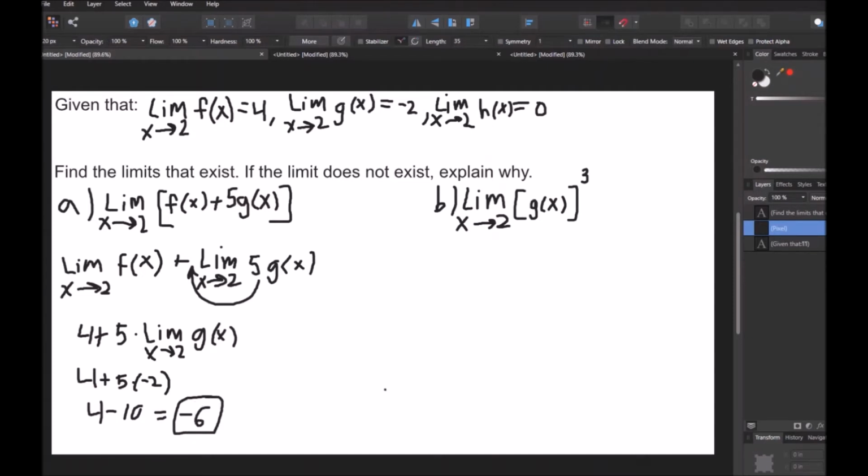Then in part B, we're asked to find the limit as x approaches 2 of g of x cubed. Remember from your exponent property that when you raise a function and try to take the limit of it, you're going to want to raise the entire limit to that power. So this is going to be the limit as x approaches 2 of g of x, and this whole thing will be cubed. The limit as x approaches 2 of g of x is negative 2, so we have negative 2 cubed, which is just negative 8.